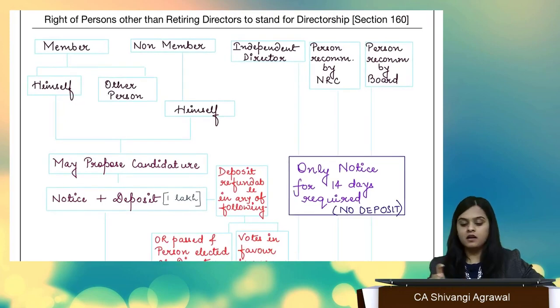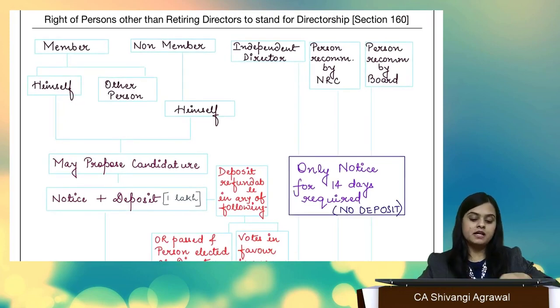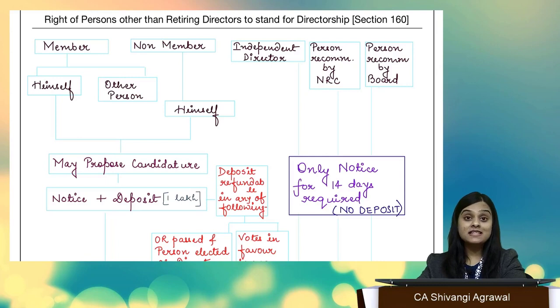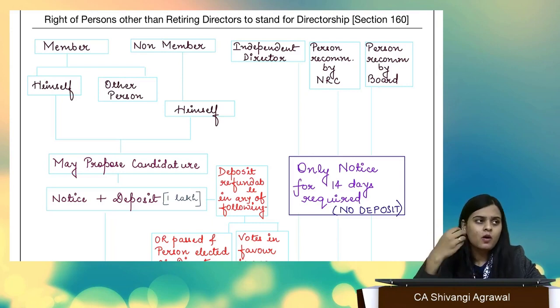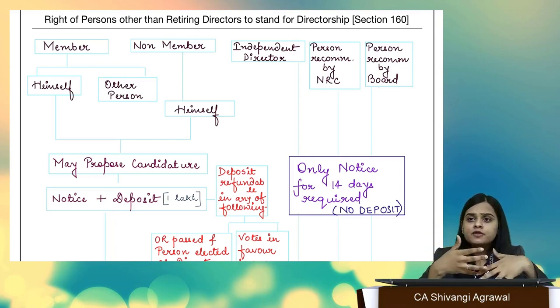Fine. Okay, ma'am. Section 160. Section 160, what is it? It is a section for new candidates. That means, see, who will be the first directors? They will either be the subscribers, or they will be someone who is known to the board.